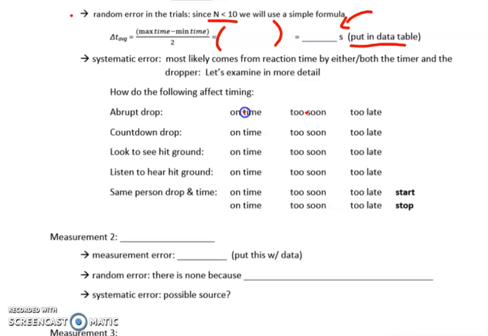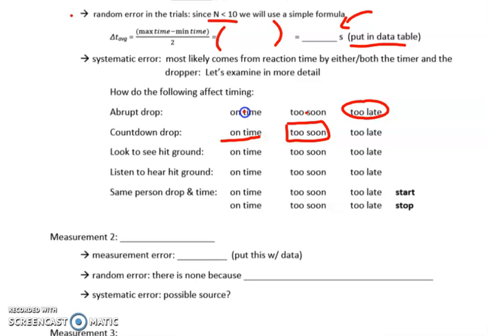If I abruptly drop it, you're probably going to start it too late, right? You're going to start the stopwatch a fraction of a second after I drop it. So if we do that continuously, you're systematically going to be off in time, perhaps. Now, a way I can get around it is a countdown to start. I can go 3, 2, 1, drop. The idea behind that is you could be on time, but I can see you starting too soon. Sometimes we anticipate, and that's a big issue.